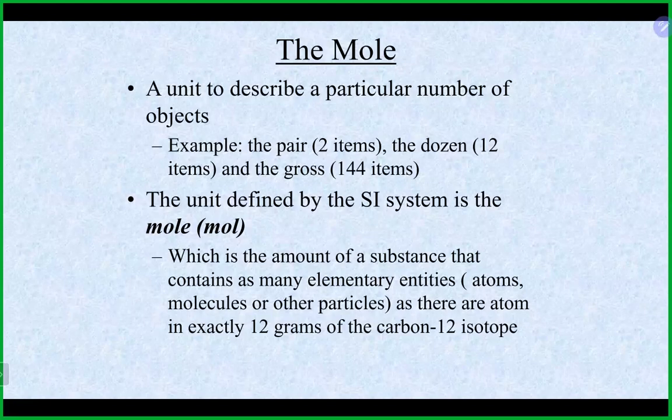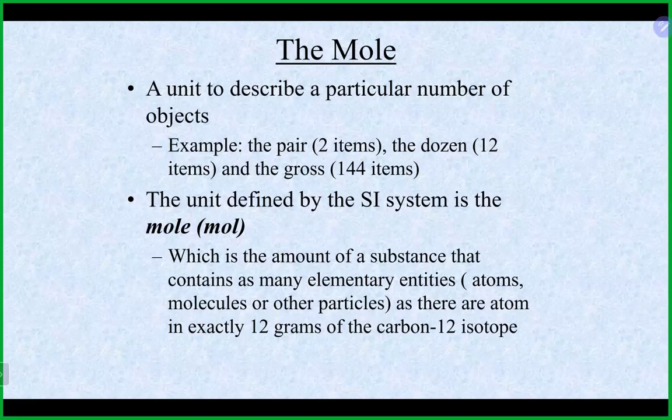So in life, we have words that do represent a number. If you say you have a pair of something, that usually means you've got two of something. If you say you have a dozen donuts, you've got 12 donuts. If you have a gross of pencils, which is what they used to use a lot, that means you have 144 pencils.